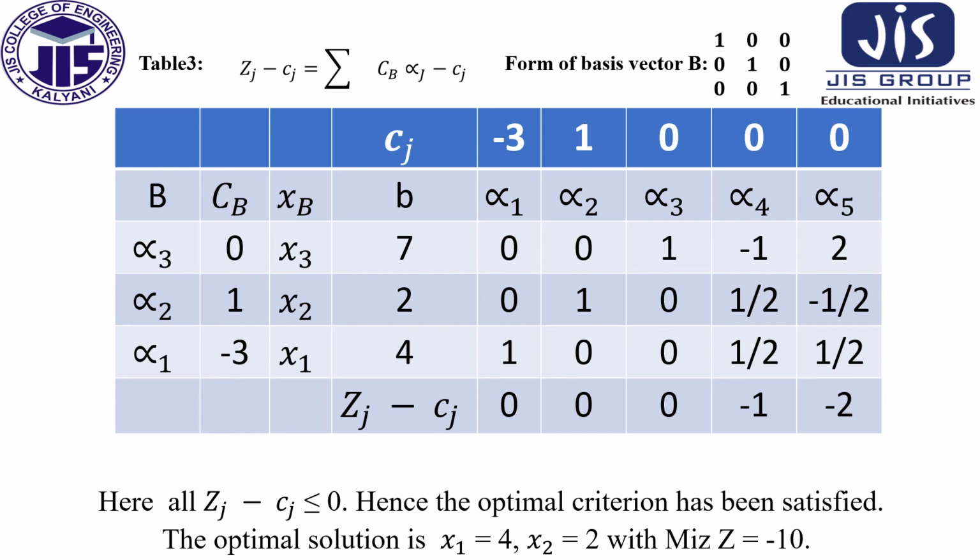The optimal solution will be from the corresponding b value of this table, table 3. So this will be x2 equal to 2 and x1 equal to 4. x3 is not present in the LPP, so we can't write x3 equal to 7, because x3 is a slack variable. So what is the solution? The optimal solution is x1 equal to 4 and x2 equal to 2. With min z, we plug these x1 and x2 values into the objective function, and we get min z equal to minus 10.